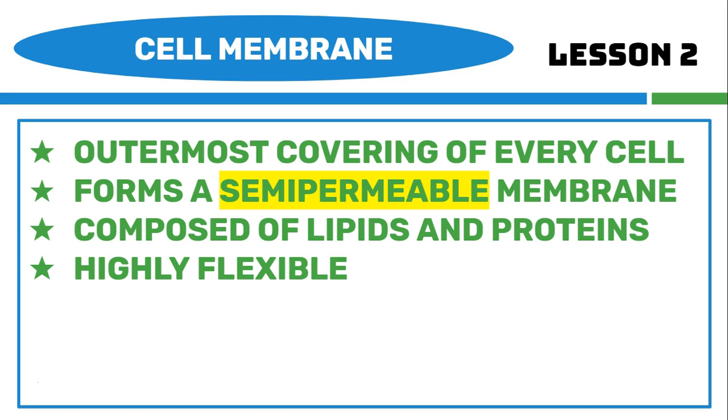And it's highly flexible. Let's take an example of a unicellular organism called the amoeba. I'm sure you all know what the amoeba is. The amoeba has a cell membrane, and because this cell membrane is so flexible, it can engulf its food through a process called endocytosis. Remember that endocytosis is the process in which jelly-like organisms like amoeba can engulf their food, and that's only due to the fact that the cell membrane of amoeba is so flexible.